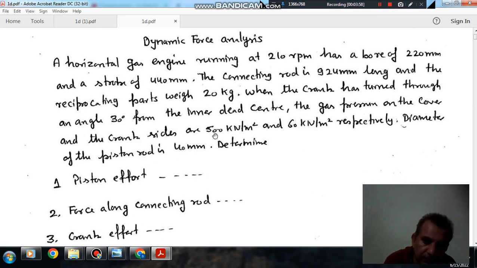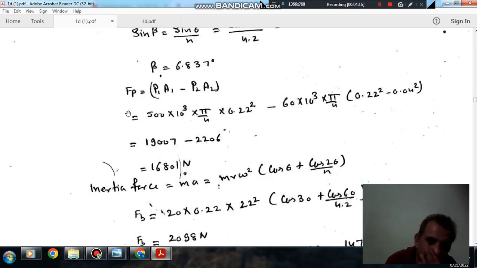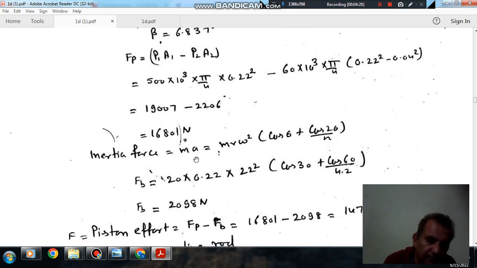So on one side pressure is 500 and on the other 660, piston rod diameter is 40 mm and the bore diameter is given as 220. Okay. So from this we get the force due to pressure will be 19007 minus 2206, that is 16801 Newton. So that is Fp, and then the inertia force is M into A.